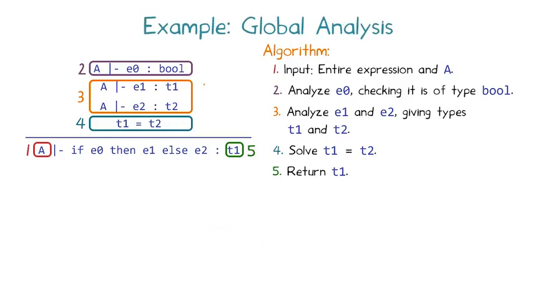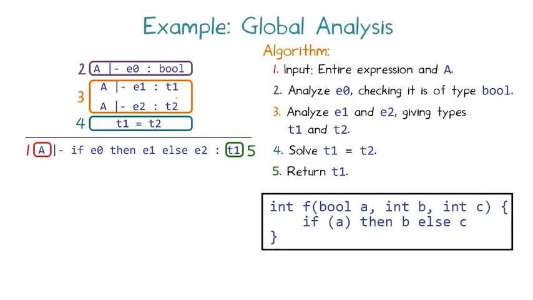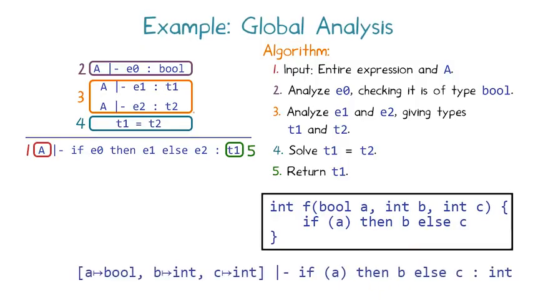Let's look at an example of global analysis in action. Consider the following program, which consists of an if-then-else expression. We will show step by step how global analysis derives the following type judgment for typing this expression.